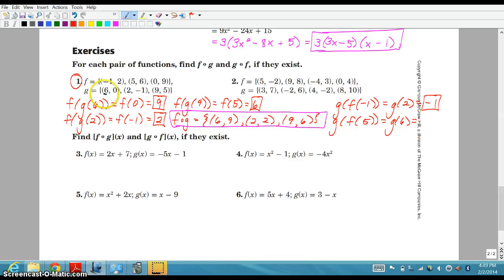And then we take g of 6, which is 0, and that is my final. And then continuing with g of f of 0. F of 0 is 9. And then g of 9 is 5.